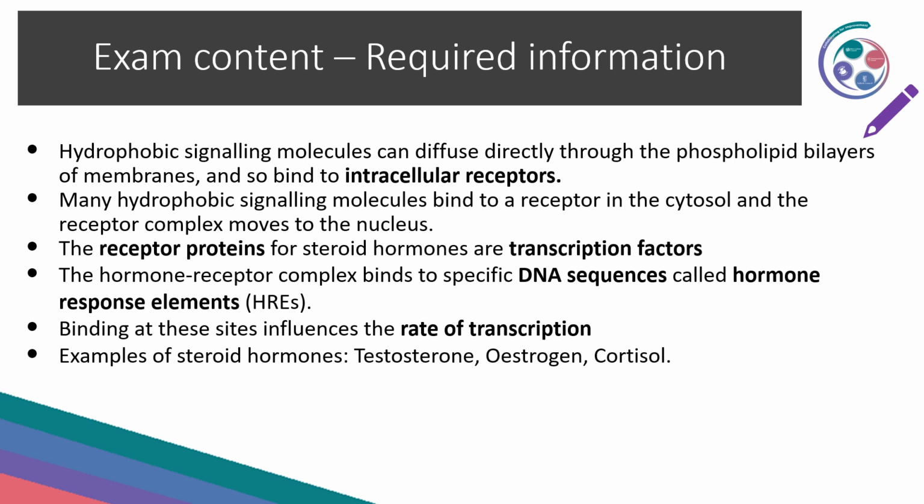So, required content for this 5-mark question. The kind of information that you need to know is the hydrophobic signalling molecules, how they move and how they reach their target and bring about a change. So hydrophobic signalling molecules can diffuse directly through the phospholipid bilayers of membranes and so bind to intracellular receptors. So they travel through the cell membrane or the phospholipid bilayer to be able to reach the inside of the cell and inside the cytoplasm.